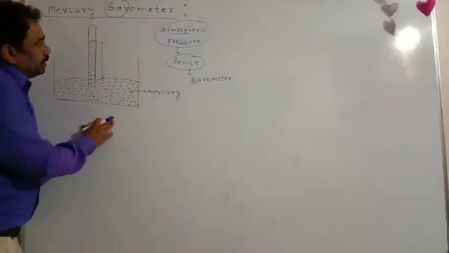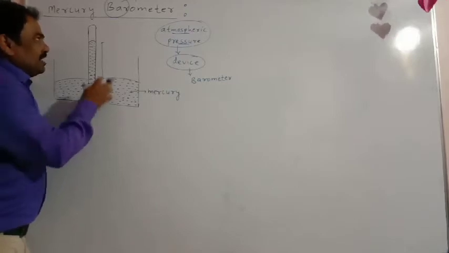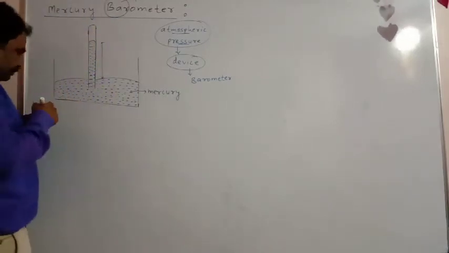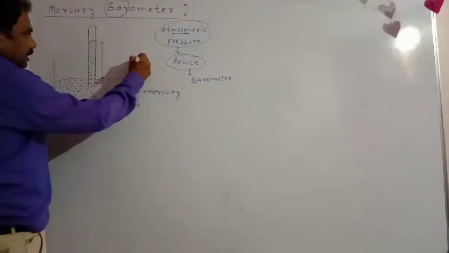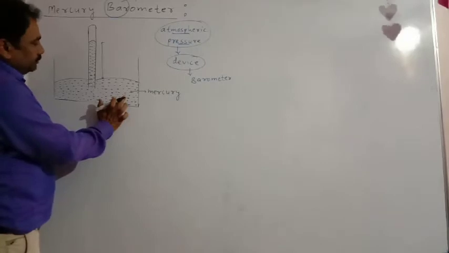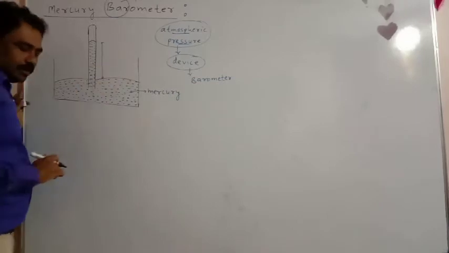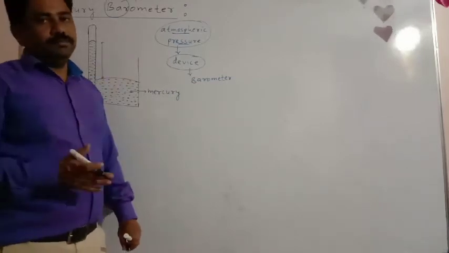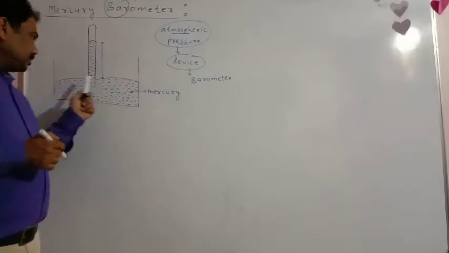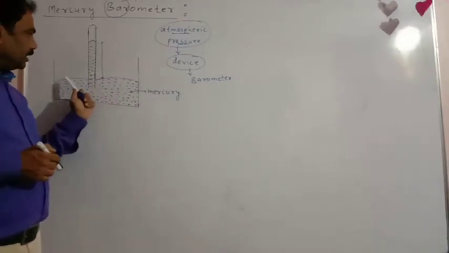Let us discuss in detail how this mercury barometer works, or how this mercury barometer measures atmospheric pressure. For that purpose, you can see here a container, and in that container we are taking mercury, and we know the meniscus of mercury is convex in nature. We have already seen in surface tension about the meniscus of a liquid. If the liquid is mercury, then the meniscus of that mercury is convex, so the upper surface of this mercury is convex.